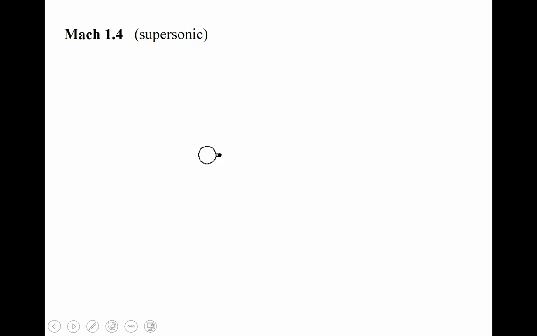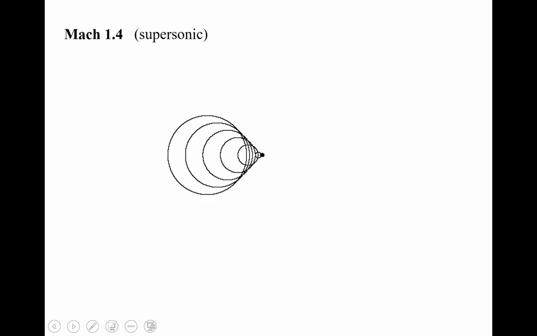This is a picture of an actual bullet traveling through some sort of fluid. I don't remember which kind it is, but you can actually see those compressions in the fluid over on this side. Pretty cool stuff. Now, what if we're traveling faster than the speed of sound?